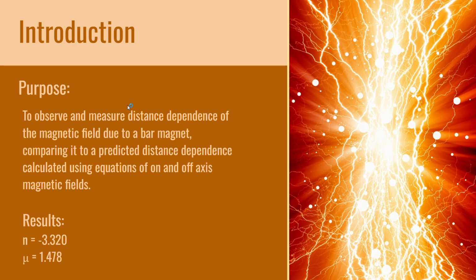So to start with the introduction, the purpose of the lab is to observe and measure the distance dependence of the magnetic field due to a bar magnet, comparing it to a predicted distance dependence calculated using equations on and off-axis magnetic fields. And for a quick preview of the results down there, we have our n and mu values, which we'll get into later.